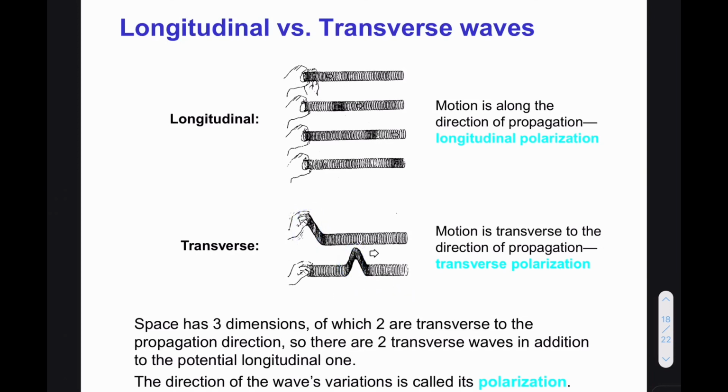So the first one we call longitudinal polarization, and the second one we call transverse polarization. In space we have 3 dimensions, and for a direction of propagation there are 2 transverse directions to this. So there are 2 transverse waves in addition to the potential longitudinal one. And the direction of the wave's variation is known as polarization.